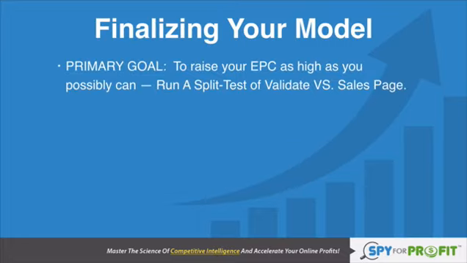So finalizing your model of which one you're going to use, the primary goal has to stay the same. It's to raise that EPC, that earnings per click, as high as we possibly can. In other words, the earnings that we create from every visitor that comes to our site. How do we make the most money from each person?